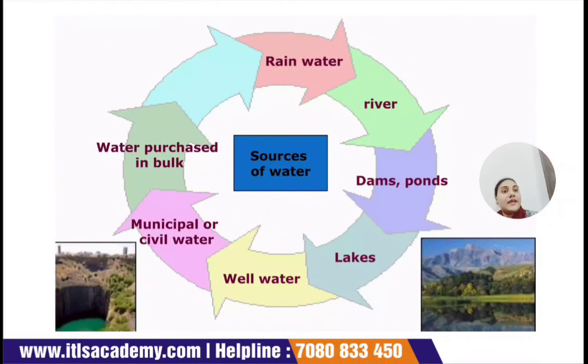So these are the sources of water, meaning from where the water is being collected. What are the sources of water? As you can see in the images, rainwater is one of the most important sources. Apart from rainwater, rivers, dams, ponds, lakes, wells, municipal or civil water purchased in bulk are all sources of water. Okay, so from here the water is being collected.